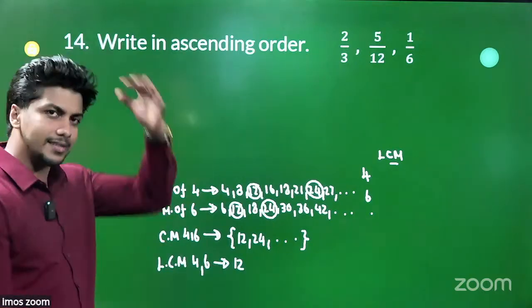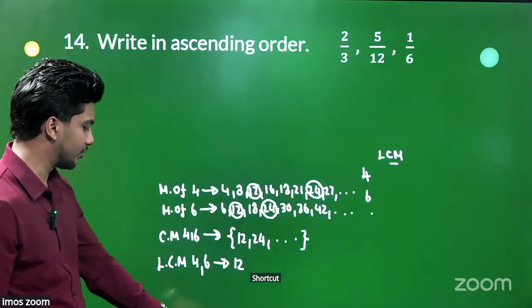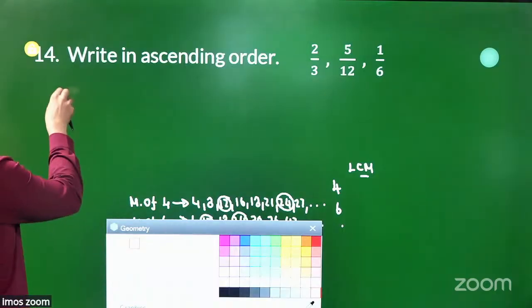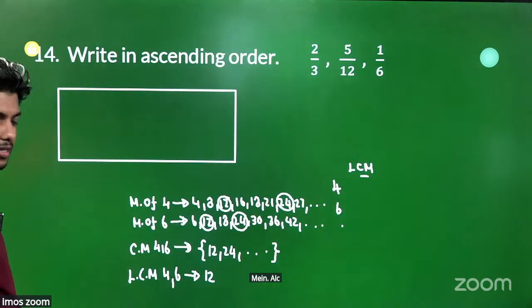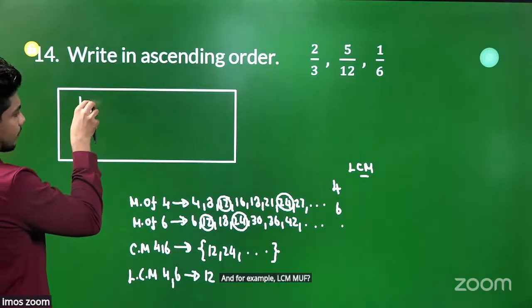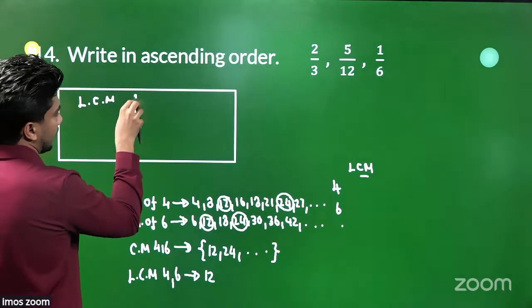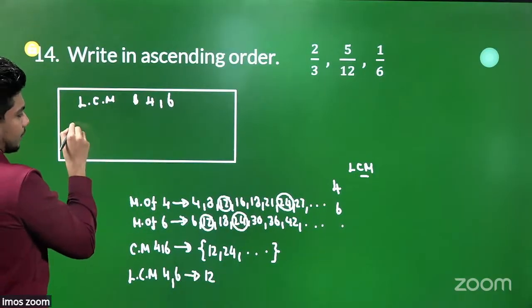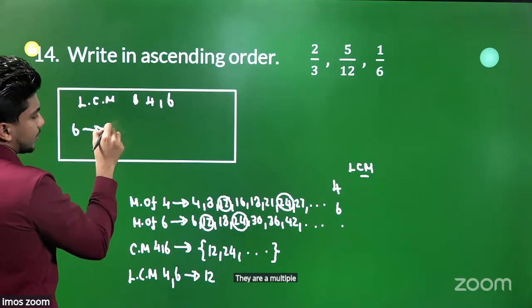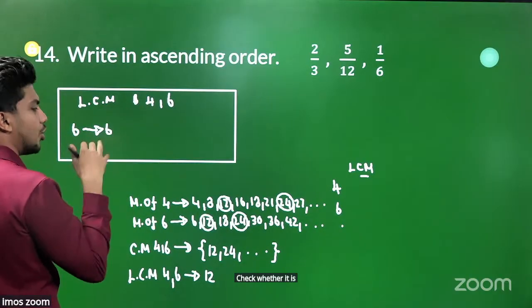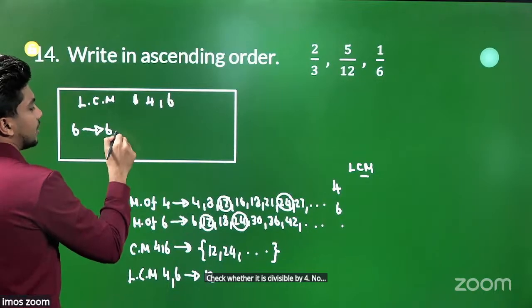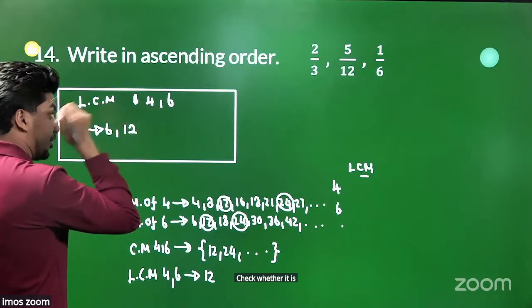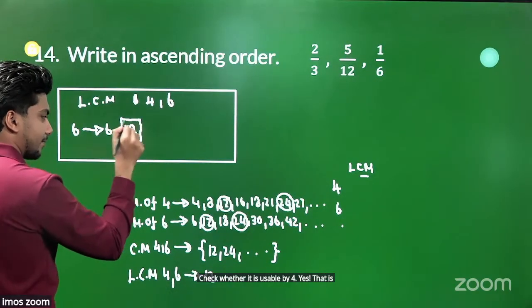There is a shortcut method to find the LCM. For example, LCM of 4 and 6. Take the highest number, 6, and write its multiples. 6 into 1 is 6. Check whether it is divisible by 4. No. Then go to the next multiple, 6 into 2 is 12. Check whether it is divisible by 4. Yes. That is the LCM.